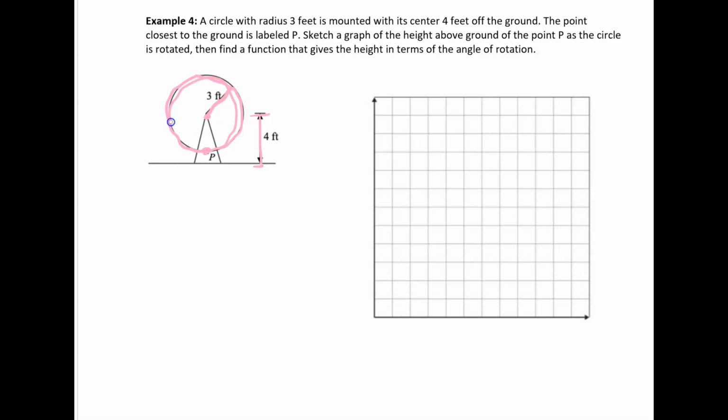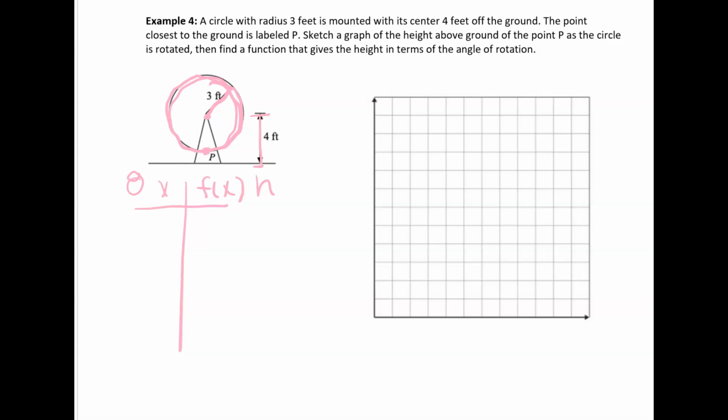So you're going to be making rotations as you go. And so we're going to create a table here with x and f of x. And it tells us to find a function that gives the height in terms of the angle of rotation. So this is going to be our angle, and this is going to be where it is at that height. These are some information that we need to figure out. And so let's look at the angles of those rotations.